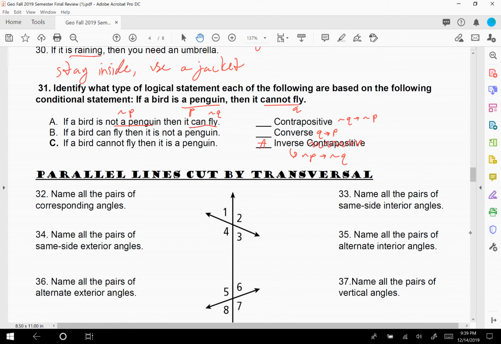Okay, B: if a bird can fly, that's not Q, then it is not a penguin, that's not P. So Q and P have been switched and negated, so that's the contrapositive, so that's B. Now it says if a bird cannot fly, that's Q, then it is a penguin, that's P. Q then P, just switched, that's your converse, so that's C.